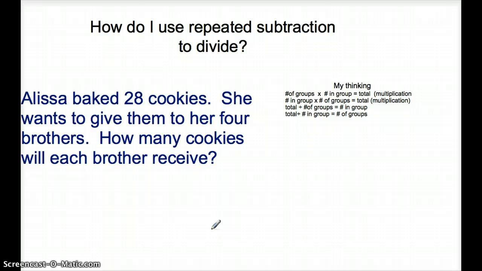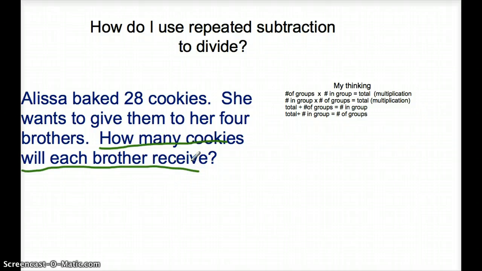Okay, so now I'm going to read it again and I'm going to think about who is the problem about and what is happening. Alyssa baked 28 cookies. She wants to give them to her 4 brothers. How many cookies will each brother receive? Okay, so I know it's about Alyssa, that's the who, and what is she doing? She's baking cookies and she's going to share them with her brothers. All right, so let me find out the question. How many cookies will each brother receive?